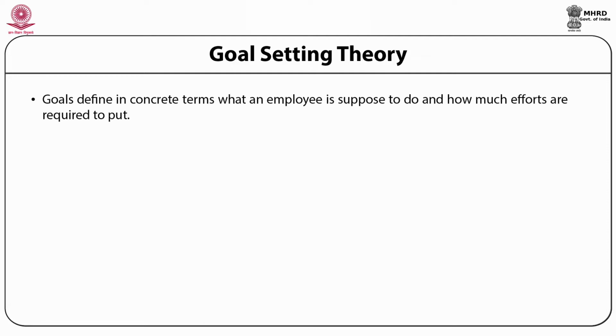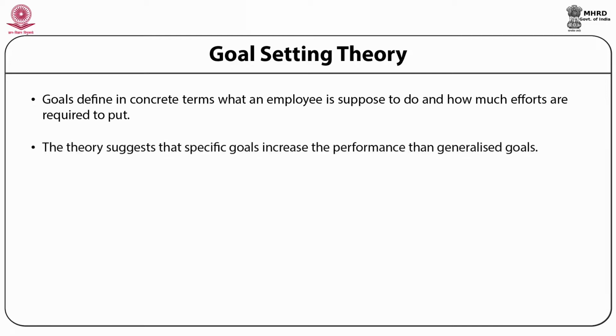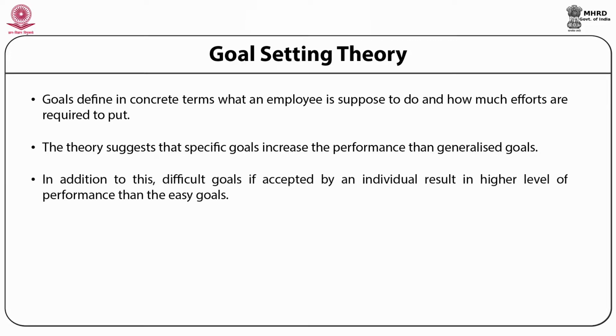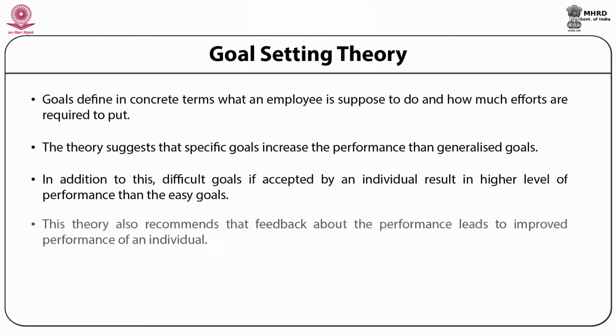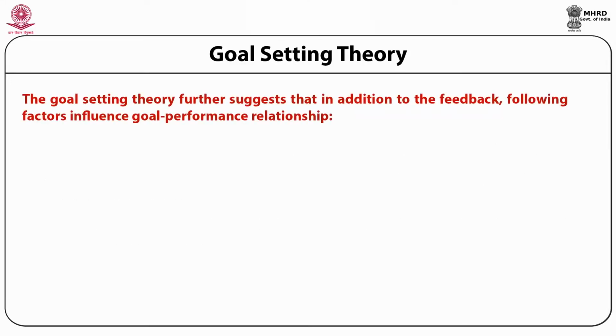Goals define in concrete terms what an employee is supposed to do and how much effort is required to be put in. Goal setting theory suggests that specific goals increase the performance more than generalized goals. In addition to this, difficult goals, if accepted by an individual, result in a higher level of performance than easy goals. This theory also recommends that feedback about the performance leads to improved performance of an individual. Therefore, as per this theory, feedback constitutes a significant element in goal achievement. The goal setting theory further suggests that in addition to the feedback, the following factors influence the goal performance relationship.